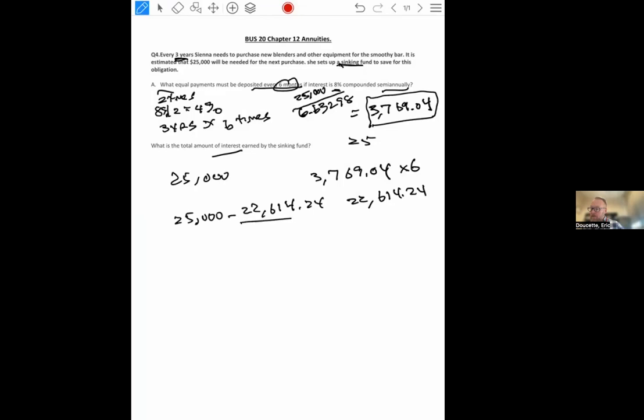And so she is going to be earning $2,385.76. Ignore this right here. This is not a divide. If I subtract those two together, that comes out to this. So basically, she's going to be earning $2,385.76 in interest in that sinking fund. You guys with me? All right, so that is that. And that's it for this chapter. All right, I'll move into chapter 14 if you guys have time for that.